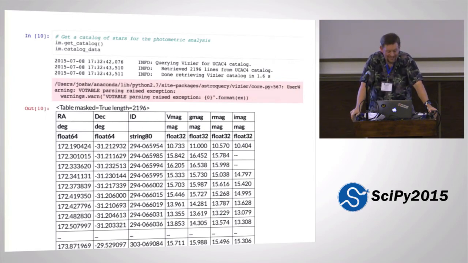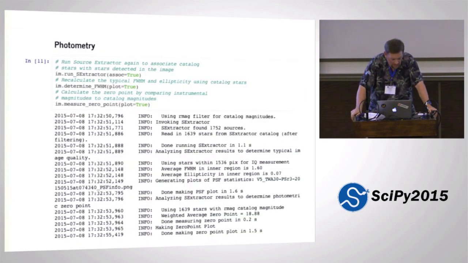So we can call get catalog, which just uses the Astroquery tool, which some of you may be familiar with. We can look at the catalog data. It just comes out as an AstroPy table, so we've got position, ID, and brightnesses in various filters. Then I'm basically just going to rerun the photometry, and I'm going to ask Source Extractor to associate the stars in the image with the stars in the catalog. Then we can redetermine the full width half max if we want, and then measure the zero point, which is just that offset between the measured and catalog values. And we can get all of those.